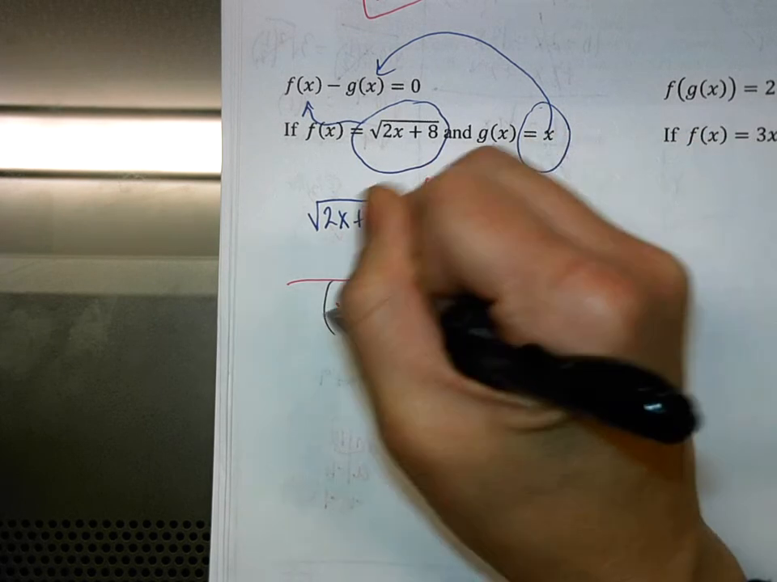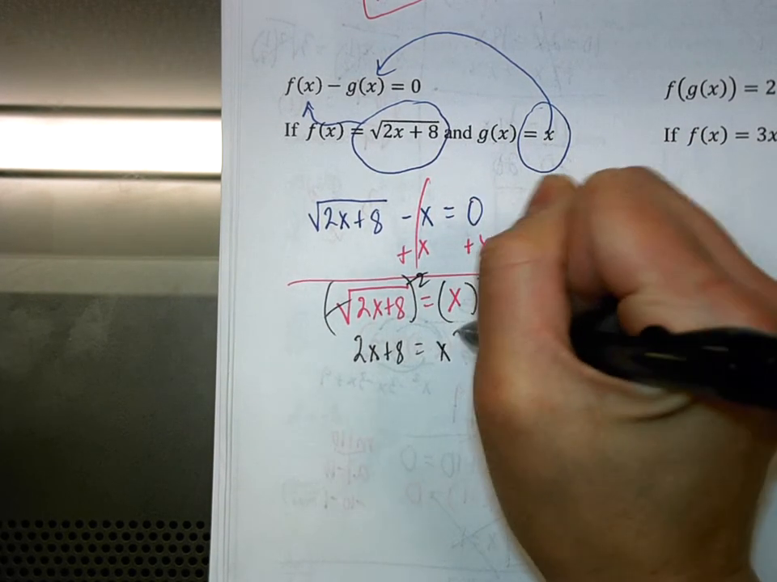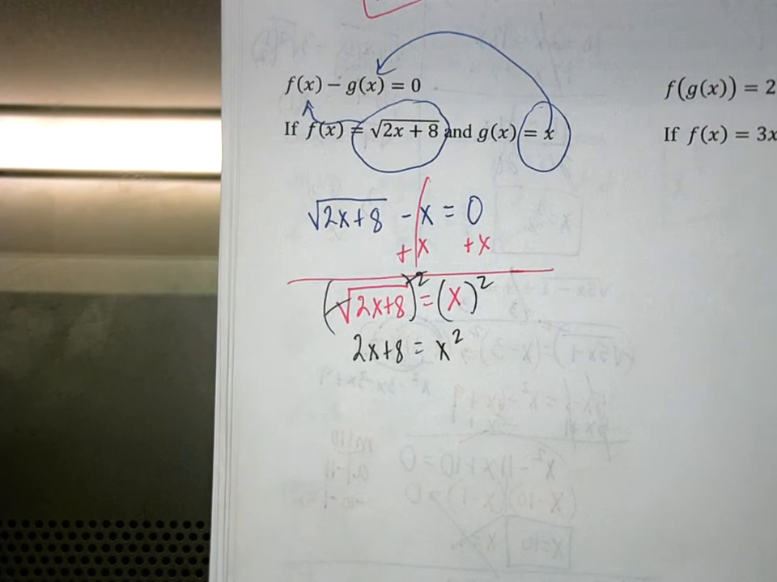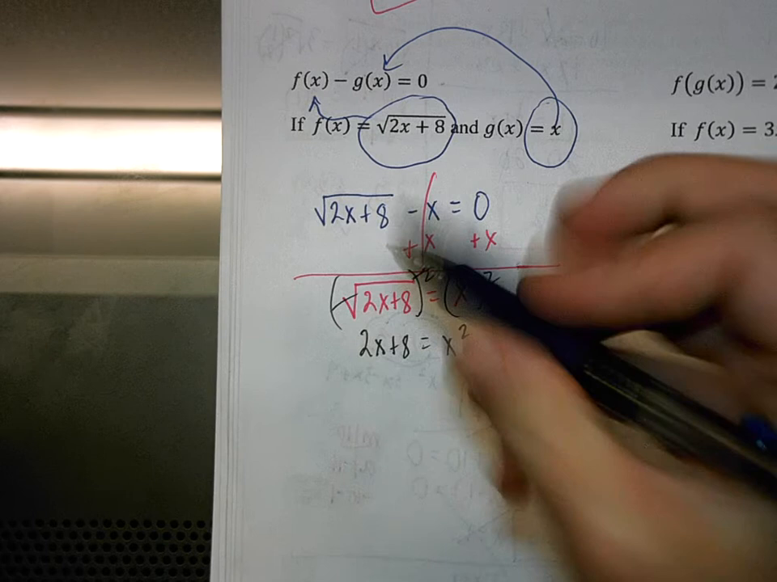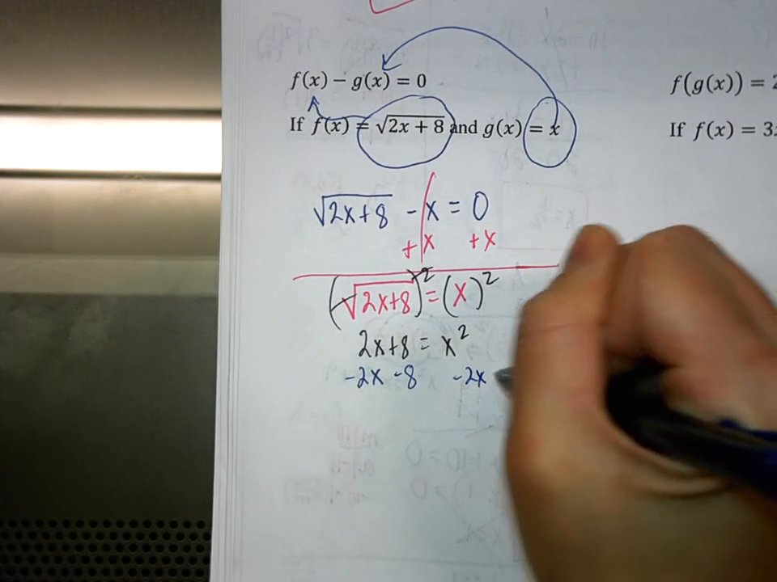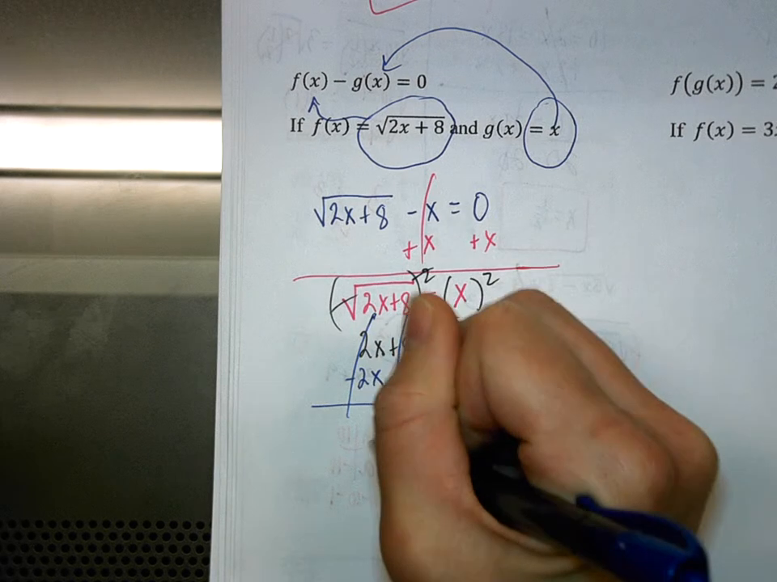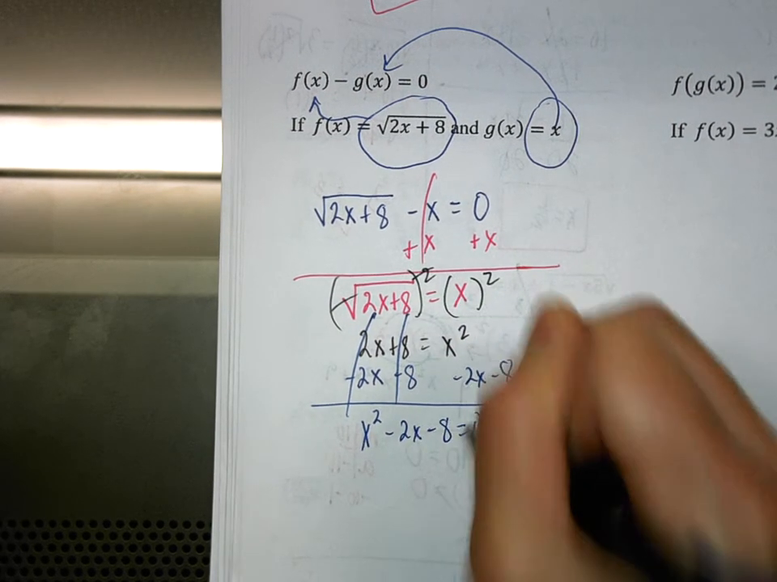When I do that, I get 2x plus 8 equals x squared. Which way should I move everything? To the right is correct. Why? You want to keep your x squared positive. Very good. So I'm going to subtract 2x. I'm going to subtract 8. I now have x squared minus 2x minus 8 equals 0.